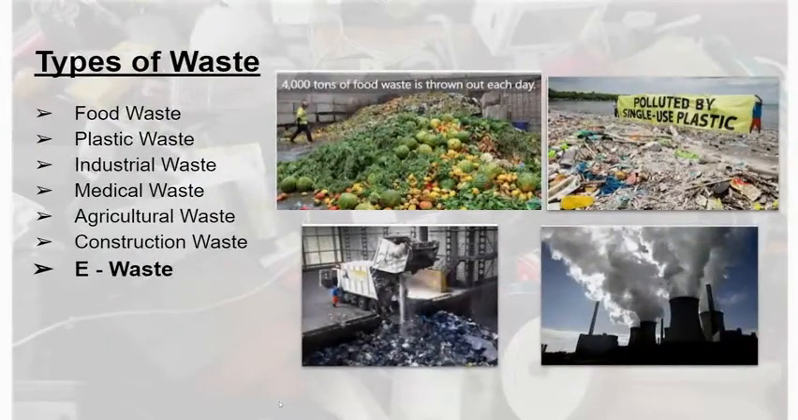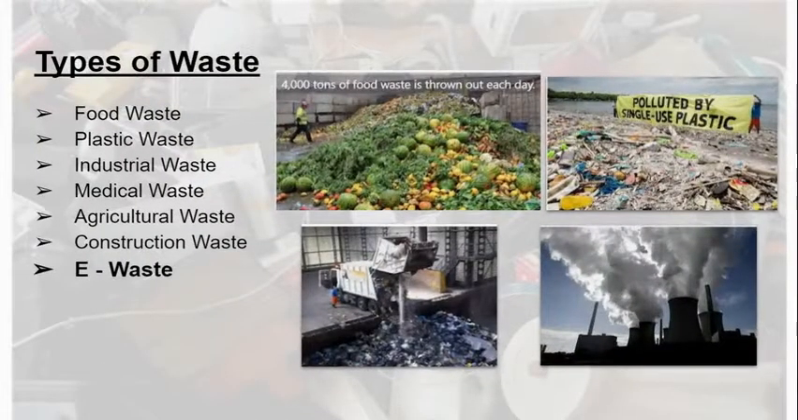Here are types of waste. First, there is food waste. Next, there's plastic waste. After that is industrial waste, and then medical waste, agricultural waste, and construction waste. Also, e-waste.